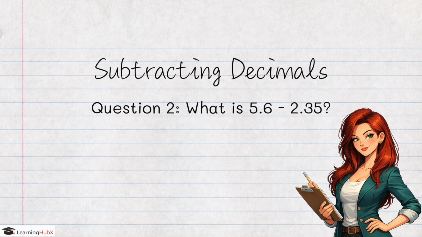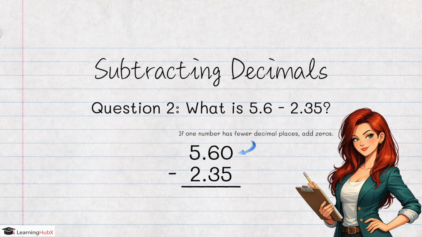What about subtraction? Subtracting decimals follows exactly the same rule. Line up the decimal points first. Let's look at 5.6 minus 2.35. If one number has fewer decimal places, add zeros. So 5.6 becomes 5.60. 0 minus 5 cannot be done, so we borrow 1 from the tenths column. So now we have 10 minus 5 equals 5. 5 minus 3 equals 2. 5 minus 2 equals 3. So the answer is 3.25.